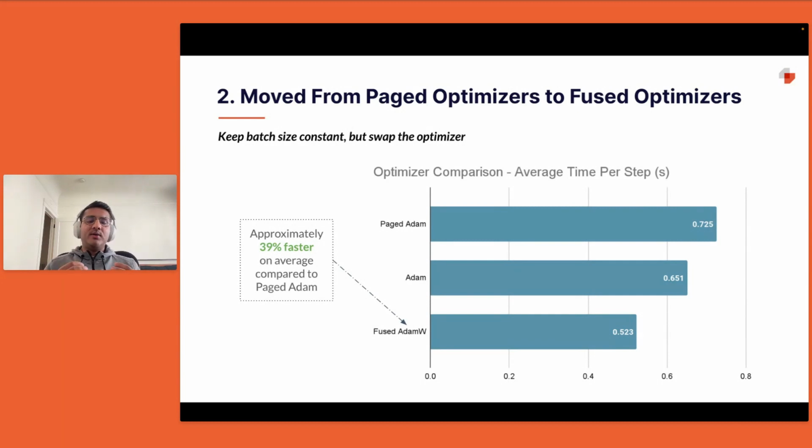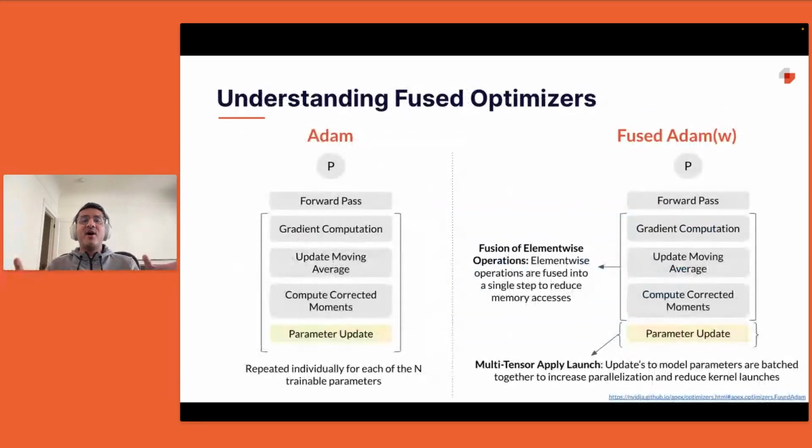And we used fused AdamW, just AdamW for more stability, I guess, in training performance. But we noticed that compared to paged Adam, this is about 39 to 40% faster on average, which is a pretty significant leap in performance gains. And so to understand why fused Adam is so much better than Adam and paged Adam, it's important to understand how optimizers work, particularly Adam.